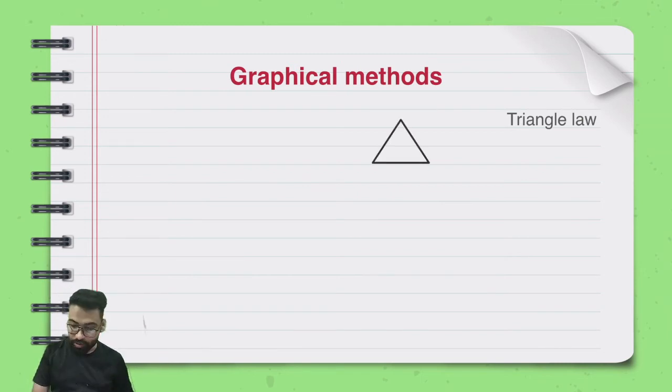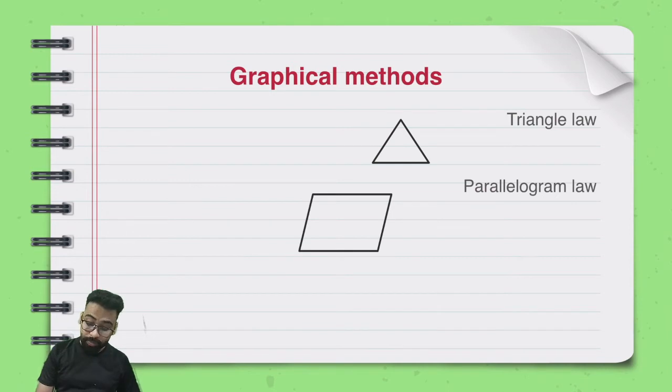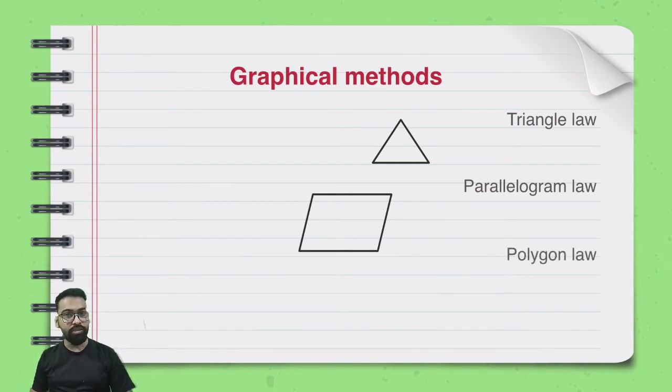If similarly I talk about the parallelogram law, I hope everybody knows how a parallelogram looks, something like this. And there could be another method which is used whenever we want to add more than two vectors, and that is called the polygon law. Now this is very interesting.